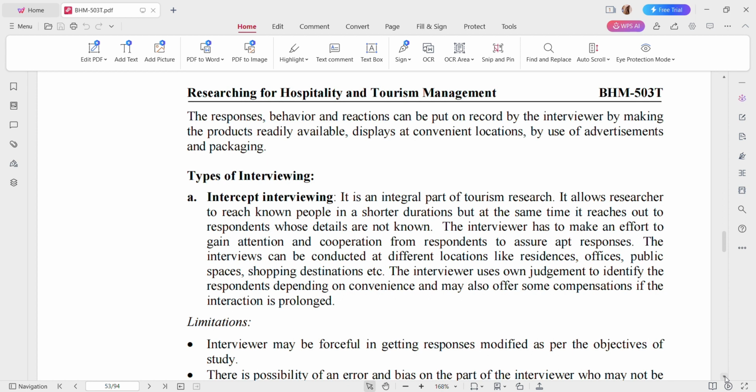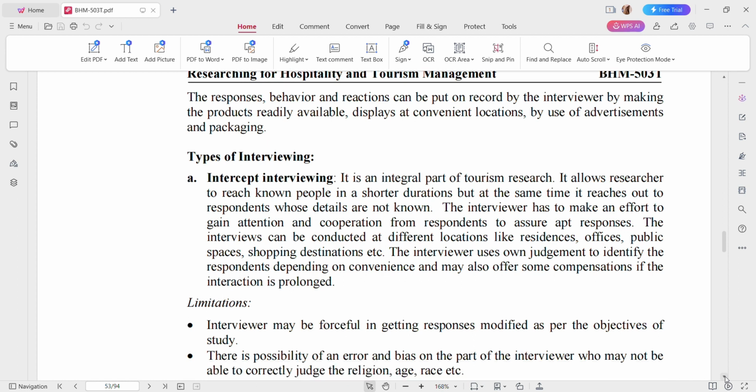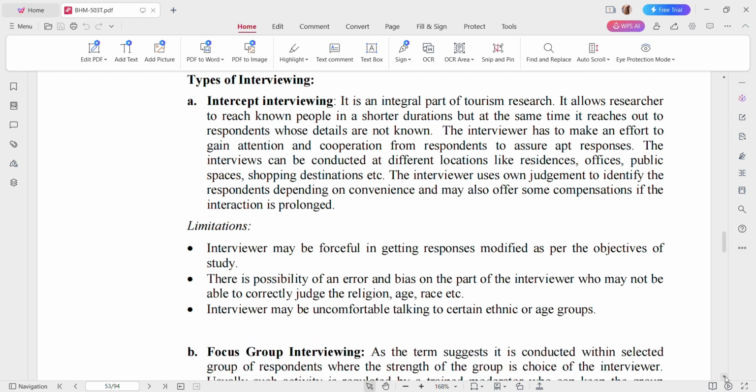So parang ano lang talaga siya. It's somewhat similar to convenience sampling. Kasi yung sino nakikita mo, sino nakakasalubong mo, tinatanong mo, kasi nga dito interviewing. So yan siya. Hindi siya ganun ka-strong yung rapport and hindi ganun ka-prolonged yung engagement ng researcher sa participants. So, what are the limitations of this? Interviewer may be forceful in getting responses modified as per the objective of the study.